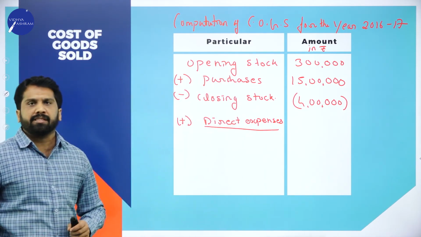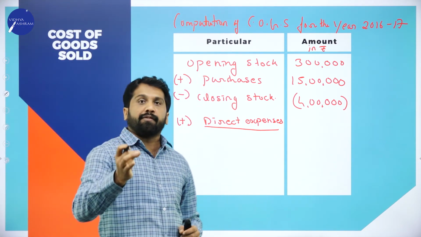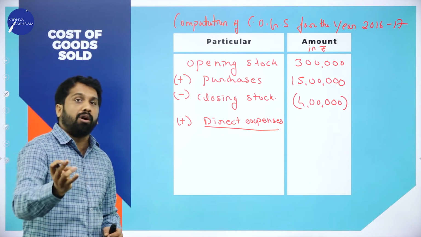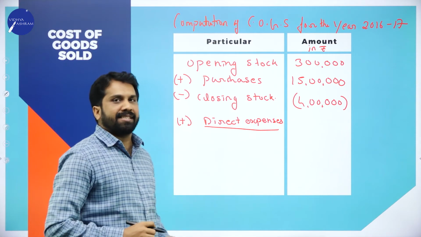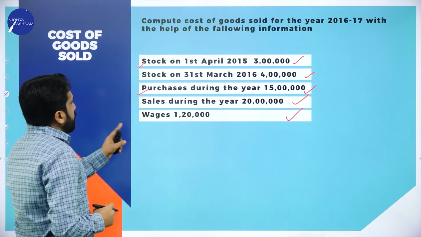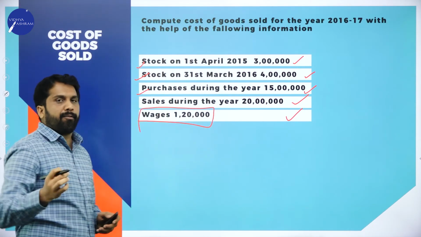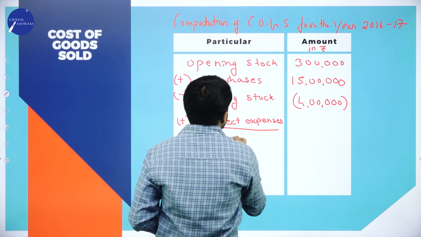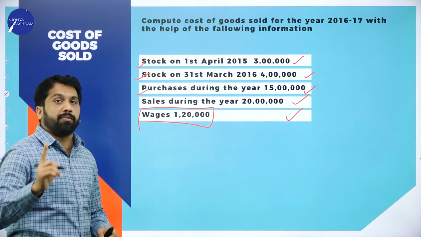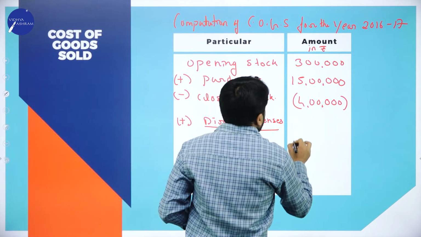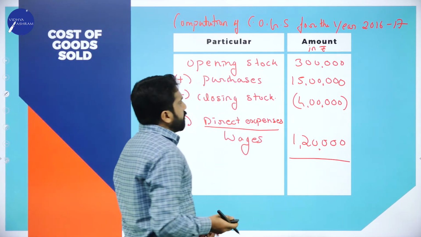Direct expenses. Which are the direct expenses? Yes, your wages is direct expenses. Carriage inward, freight, coal, gas, power, octroi, fuel, all comes under what? Direct expenses. Now, in this you have direct expenses only one. That is what? Wages. They have given 1,20,000.